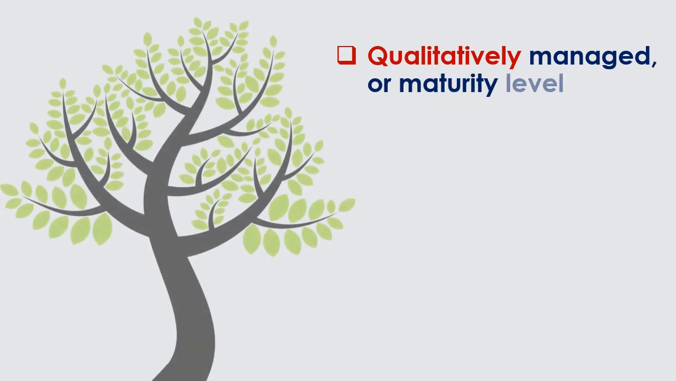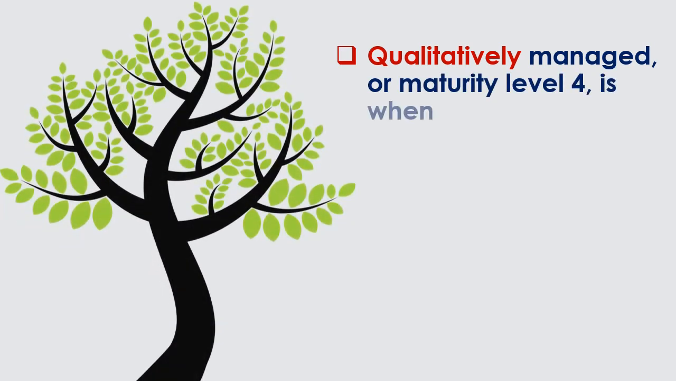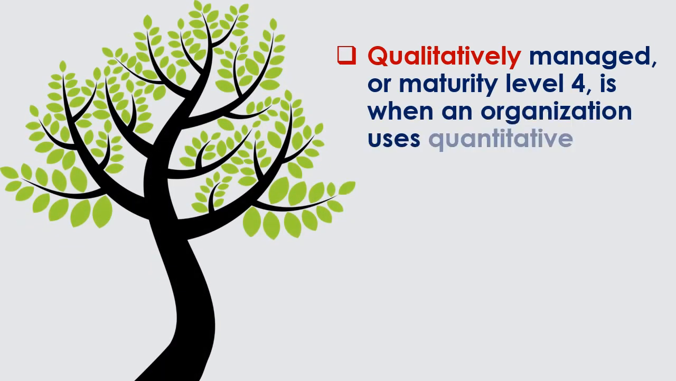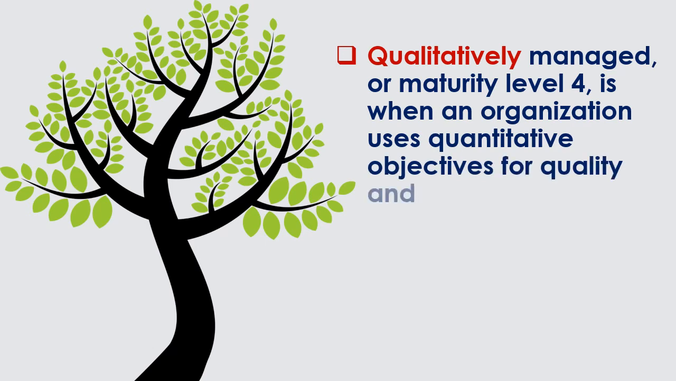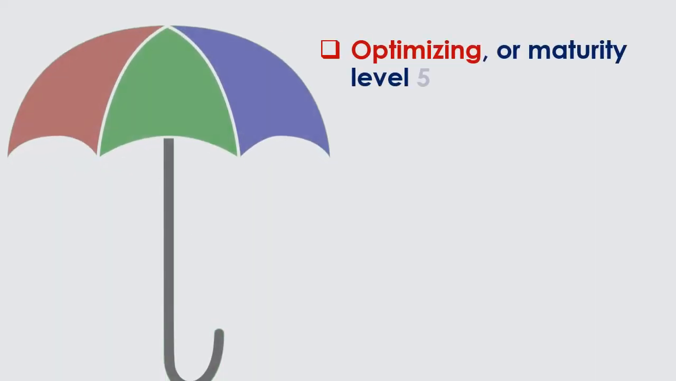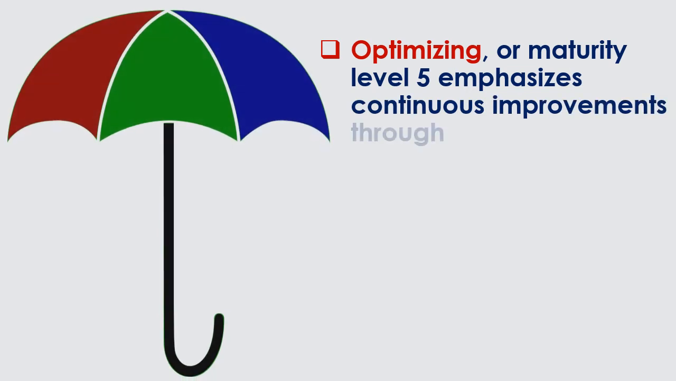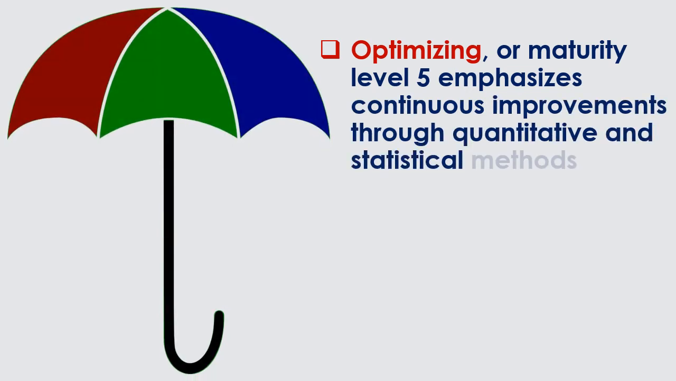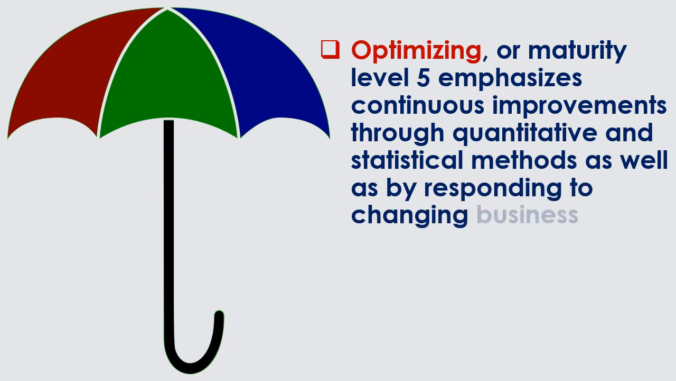Quantitatively managed, or Maturity Level 4, is when an organization uses quantitative objectives for quality and process performance as project management criteria. Optimizing, or Maturity Level 5, emphasizes continuous improvements through quantitative and statistical methods as well as by responding to changing business needs and technology.